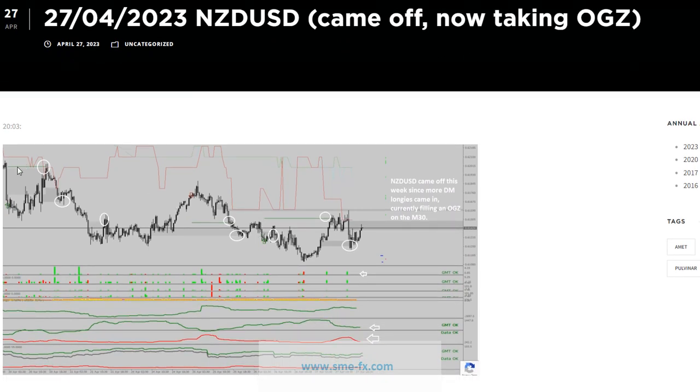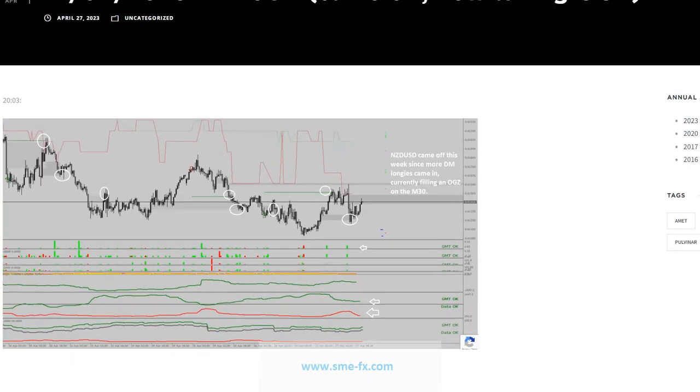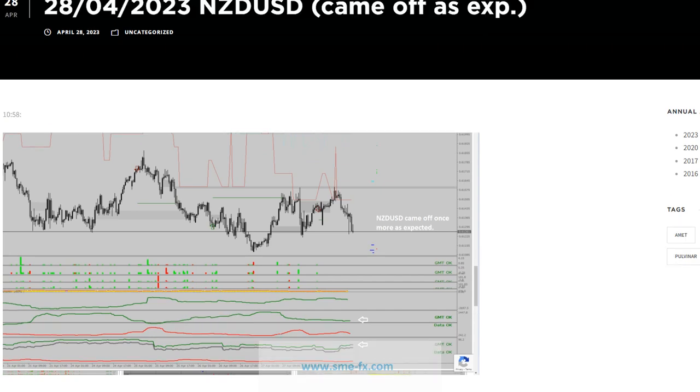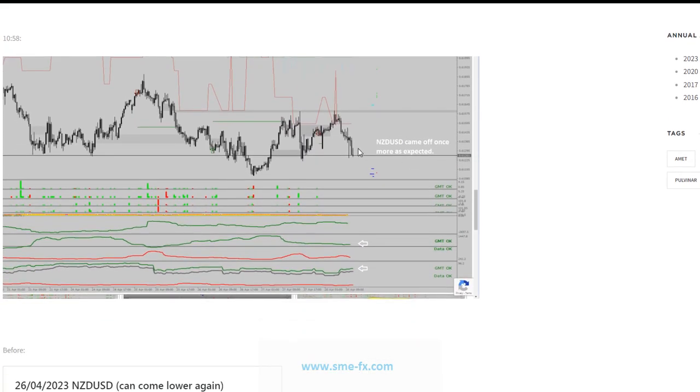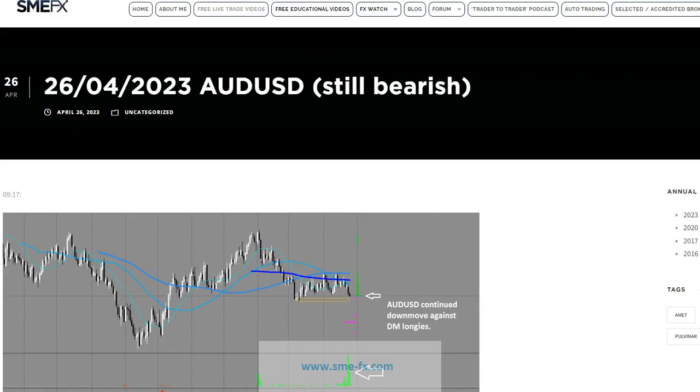Not taking the order gap zone. Look, it filled all those targets and came down below here. If you see there's such a scenario and then you see those little targets on the lower time frames, of course you can trade them. And the 28th came off as expected, and then it took profit.